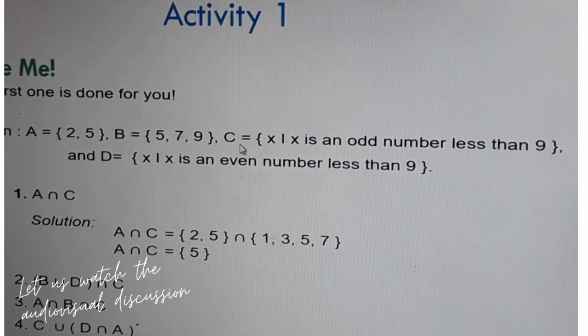So if we try to find the intersection between A and C, where C stated that X such that X is an element of odd numbers less than 9. So the odd numbers less than 9, we have 1, 3, 5, and 7. Compared with set A, we have 2 and 5. So their intersection is only the element 5. So do you do the rest?